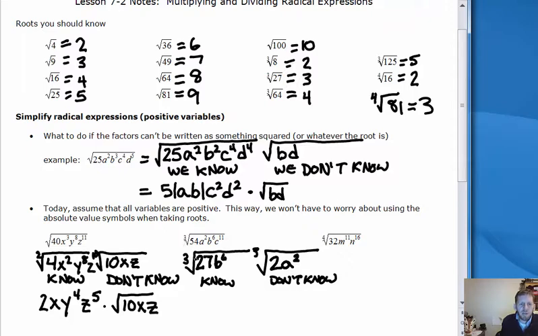11 does not divide by 3 evenly. The biggest thing I can take out of c to the 11th that I could cube root would be a 9. So we're going to put c to the 9th over here. To get to 11, we're going to need c squared over here.